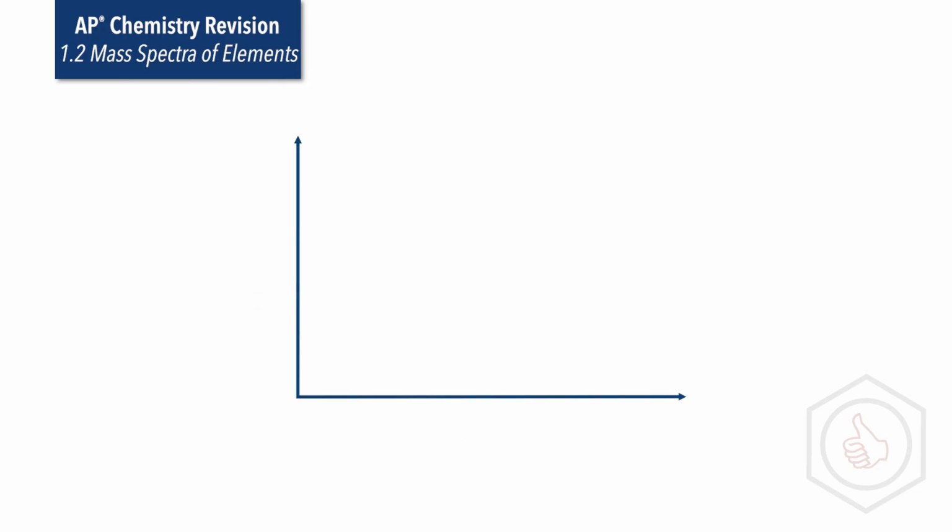The x-axis shows the relative mass of the samples being detected, and the y-axis shows the relative abundance of each isotope in the sample, usually as a percentage. Each bar in the graph represents an isotope of the element. A taller bar means the isotope is more abundant and has a higher relative abundance.